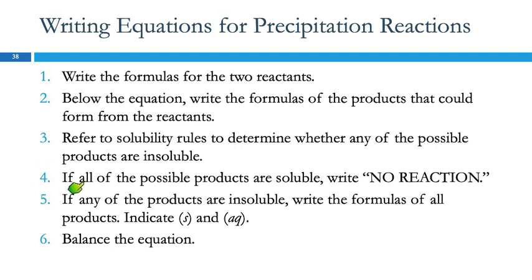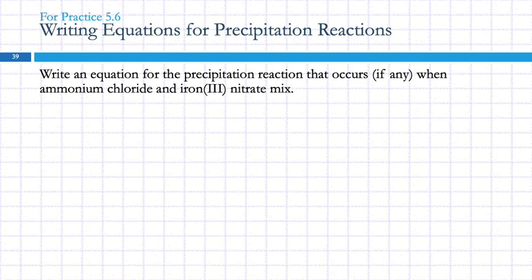If all those products are soluble, then on the right side of the arrow, you just write no reaction, and you're done. So we always kind of hope that that's going to be what the problem is, but it only happens occasionally, because mostly we want to get you to practice. If any of the products are insoluble, then you have to write the whole equation. You write the formulas for all the products, and you put an S for solid after the insoluble one, an AQ for aqueous after the one that's soluble, and then you balance the equation. So let's see how that works out in a real example.